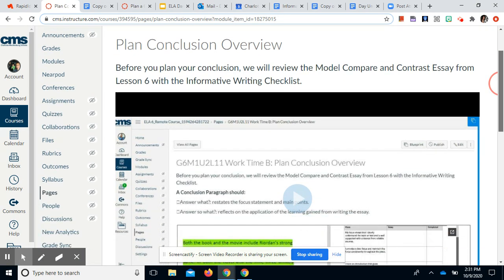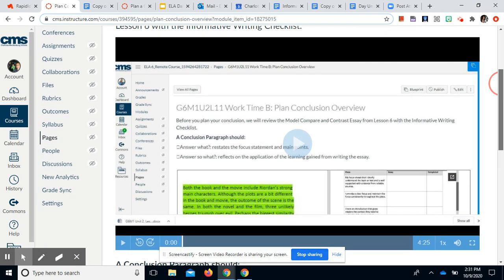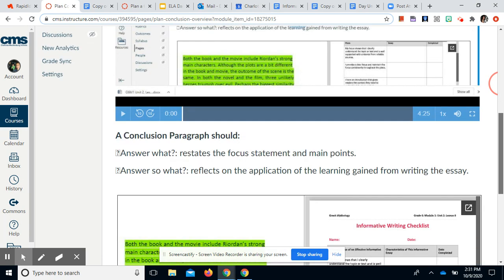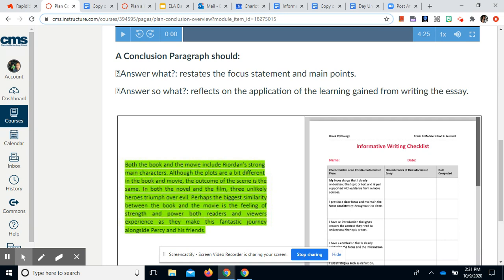We have a video here that you can watch on the plan conclusion overview. The conclusion paragraph ultimately should answer two questions. What, meaning what was the essay about? That's where you restate the focus statement and main points. And so what? This is where you reflect on the application of the learning gained from writing the essay. So what did you learn? How did that affect you?